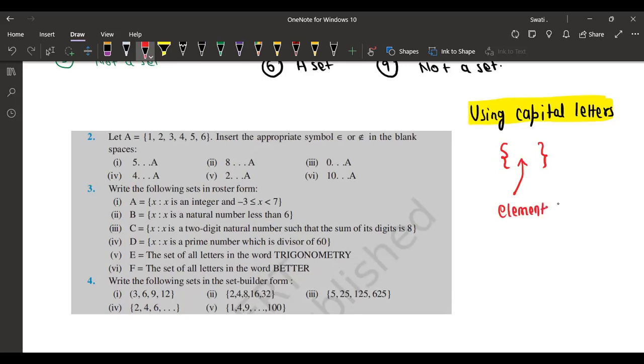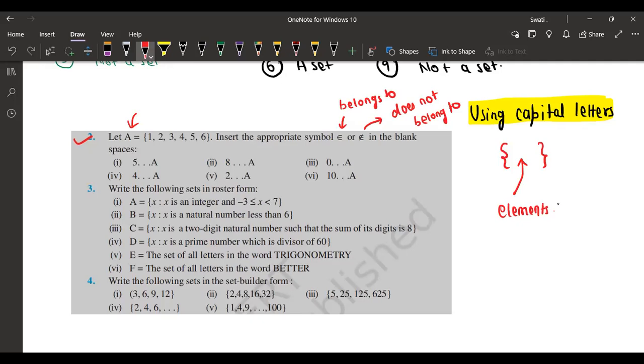Now, whatever entries we are writing inside the set are called the elements of the set. For example, in the second question, you can see we have a set A, because of course it is denoted by capital letter A, and we have some elements inside the set, which are 1, 2, 3, 4, 5, 6. Insert the appropriate symbol, this or this. Let me tell you that this is called belongs to, and this is called does not belong to. It's as simple as that. So we simply have to say whether this element is in the set or not, whether this element belongs to the set or does not belong to the set.